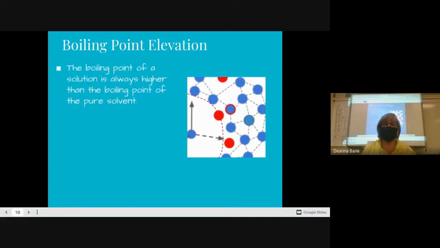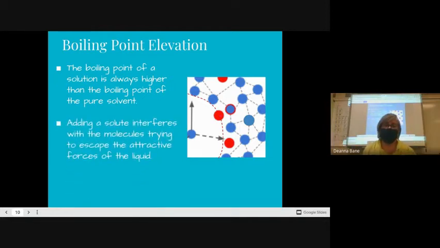All right, so boiling point elevation again. We say that the boiling point of a solution, a mixture, is always higher than the boiling point of the pure solvent. And again, we don't have to specify what that solute is. Just the presence of any solute will cause the boiling point of the solution to be higher. So again, adding that solute interferes with the molecules trying to escape the attractive forces of the liquid. And the attractive forces are those hydrogen bonds.